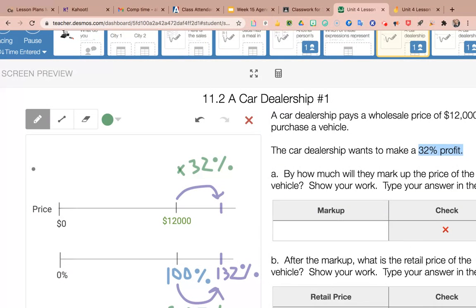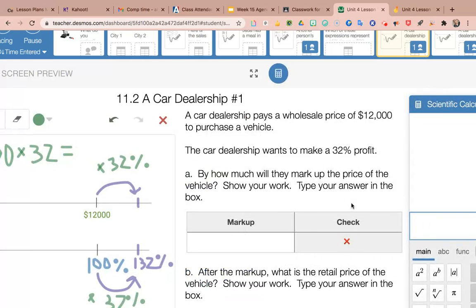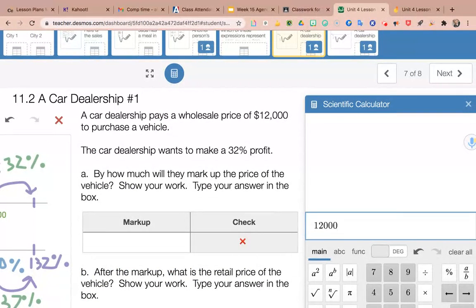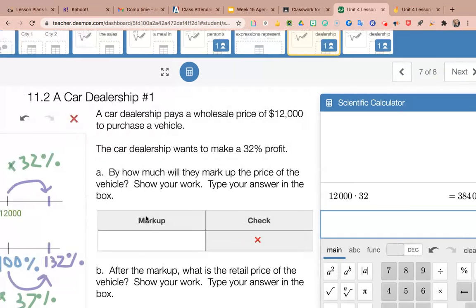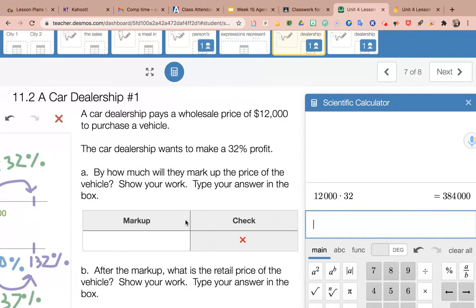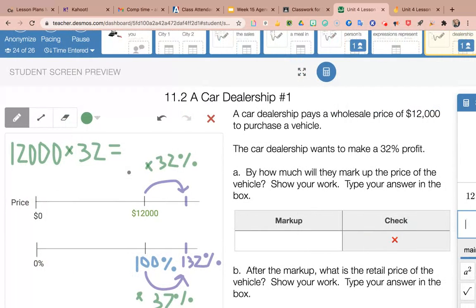And so if I do 12,000 times 32%, I'm going to get a really big number because I forgot to do something. So if I do 12,000 times 32, oops, that's not right. I doubt they're going to charge us $384,000 more. So I accidentally forgot to divide this out of 100.